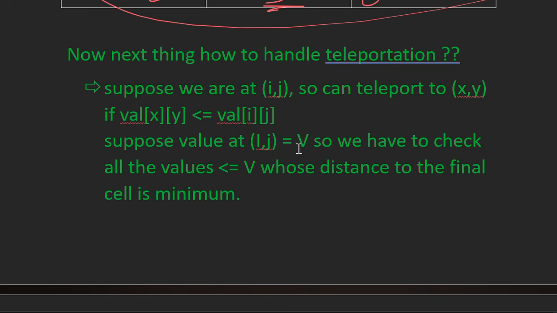Suppose the value at i comma j is equal to v. That means we can teleport to all those cells whose values are less than or equal to v, right? And now, to which cell should we teleport? We should teleport to the cell whose value is less than or equal to v and whose distance to the final cell is minimum.